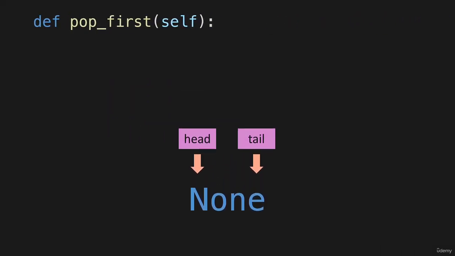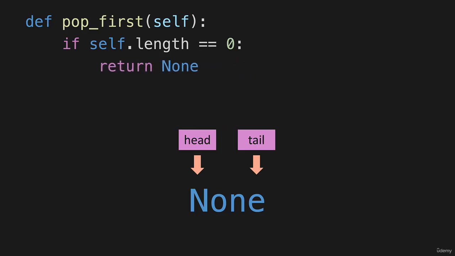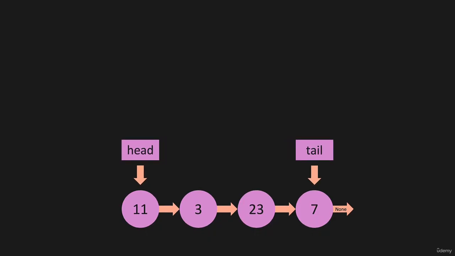So we'll say pop first. And then this situation here where we don't have any items in the linked list, we will code for this one first. We'll say if the length is equal to 0, we're going to return none. So now let's look at when we have 2 or more items in the list and write the code for that. And we are removing that first node there.